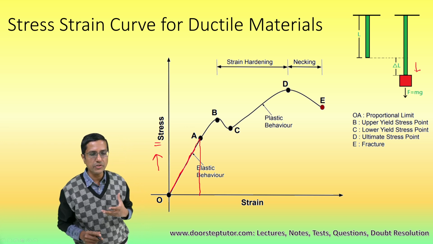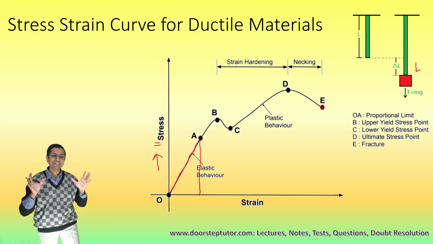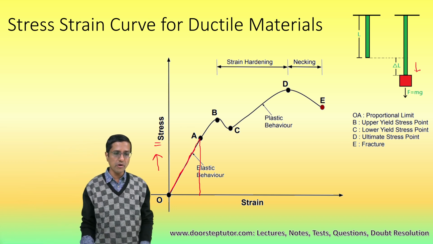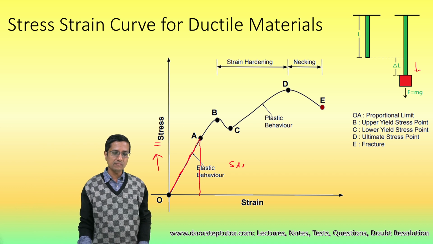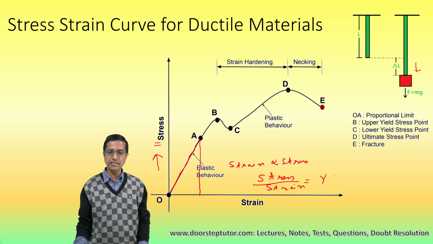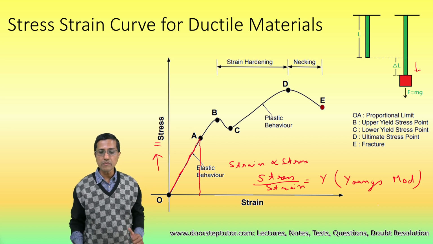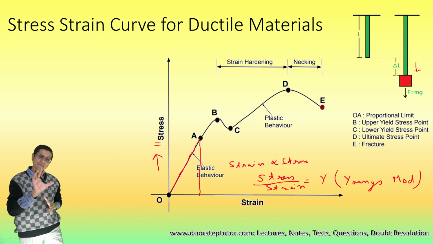The stress is proportional to the strain, and this is Hooke's law. Hooke's law says that the strain is proportional to the stress, or in other words, if I divide these two, stress by strain, it comes out to be a constant. We denote it by the symbol Y, and this is known as Young's modulus. This is the stress-strain relationship in the very beginning, the OA portion.